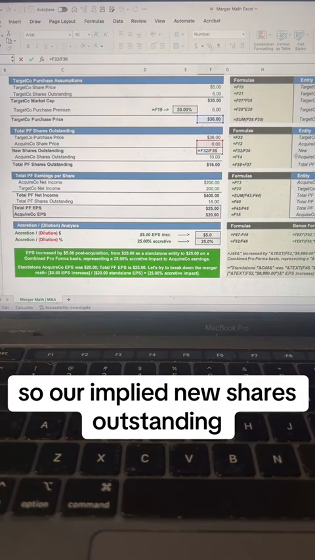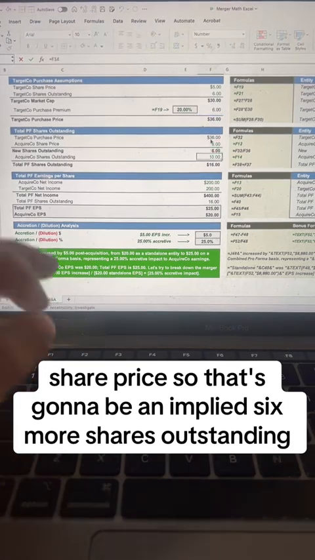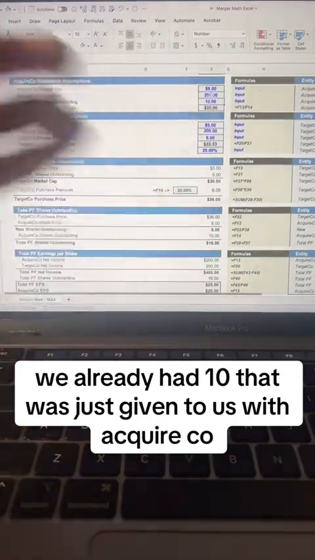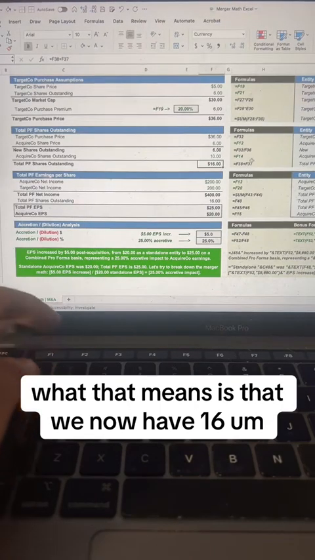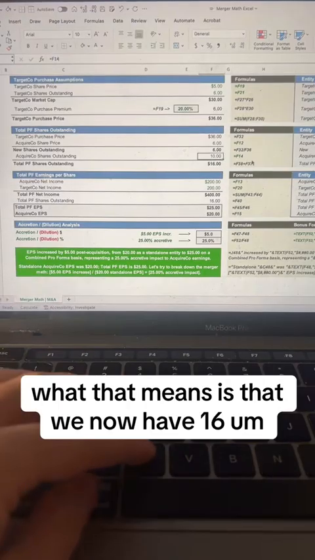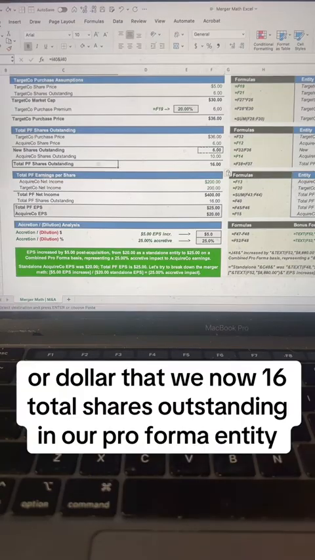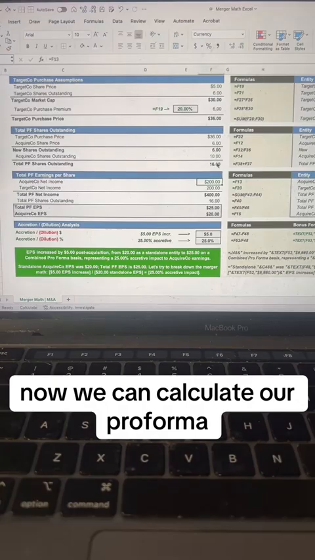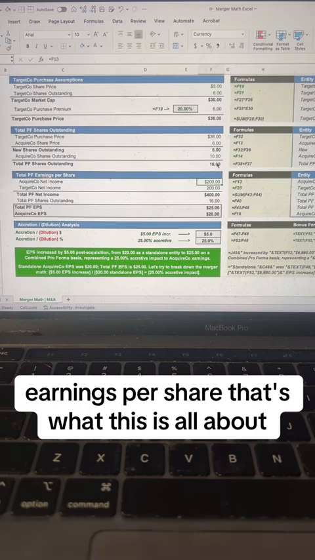So our implied new shares outstanding, you just take the value of Target Co divided by Acquire Co share price. So that's going to be an implied 6 more shares outstanding. We already had 10. That was just given to us with Acquire Co. What that means is that we now have 16 total shares outstanding in our pro forma entity. Now we can calculate our pro forma or post-acquisition merged entity earnings per share. That's what this is all about.